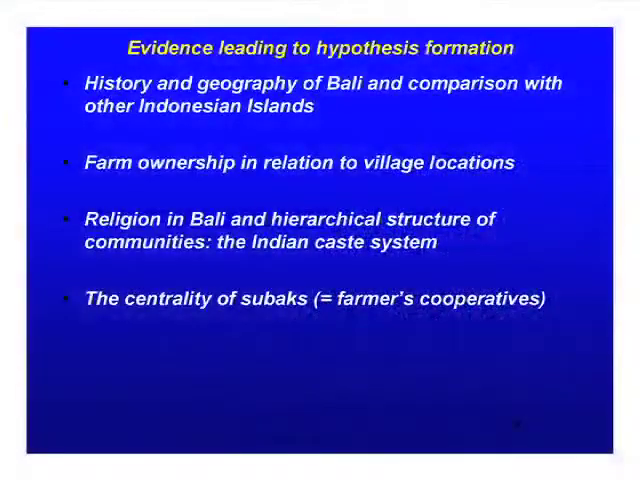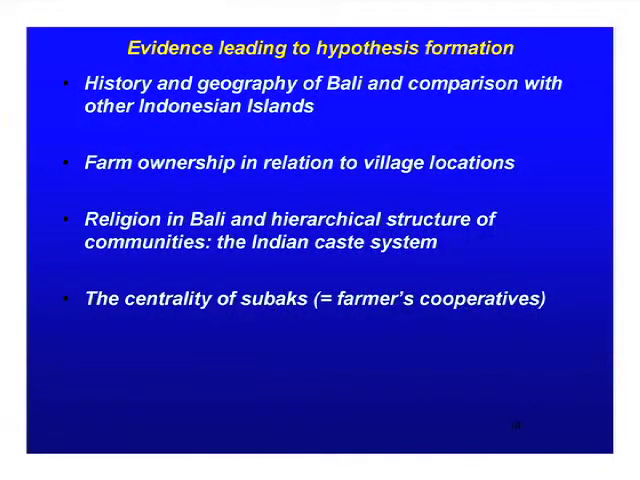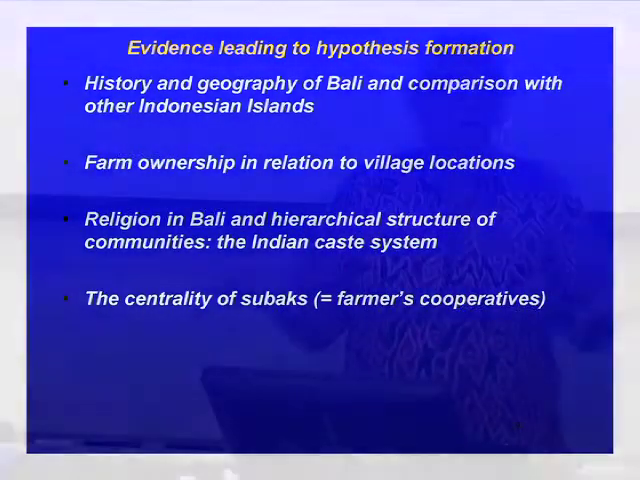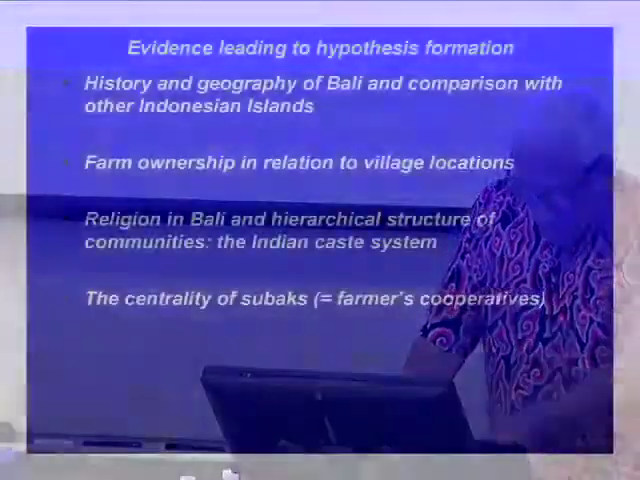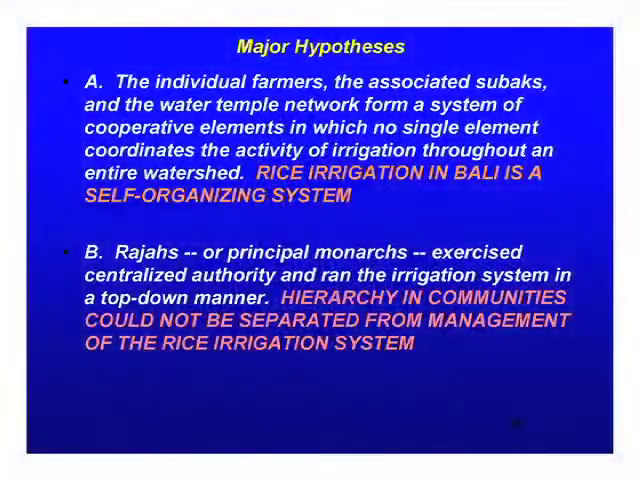Farm ownership in relation to village location. Virtually everywhere you go on the other islands of Indonesia and the Philippines, Malaysia, and so on, the farm owners and the village are immediately proximal to each other. That's not true here. Religion in Bali and the hierarchical structure of communities, the Indian caste system that operates, sets up this tension, which you ask, well, how do they manage it? Well, somehow for 1,000 years they've managed it, and that's simply there. And the centrality of subaks in all this, the farmers' cooperatives, they are critical. So it leads you to hypothesize that indeed you do have this kind of structure there.